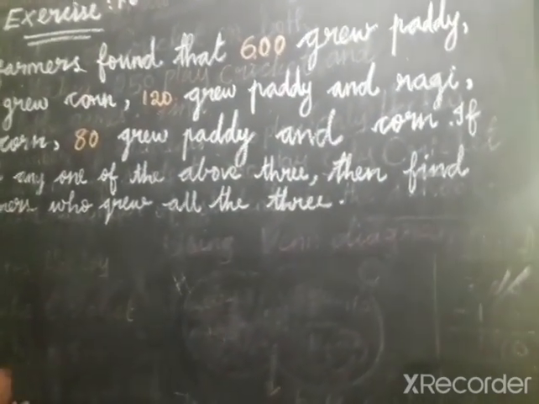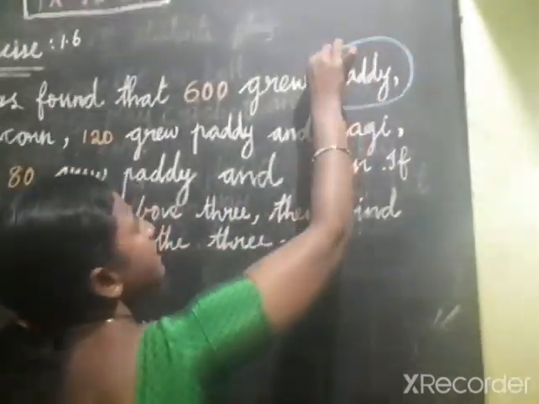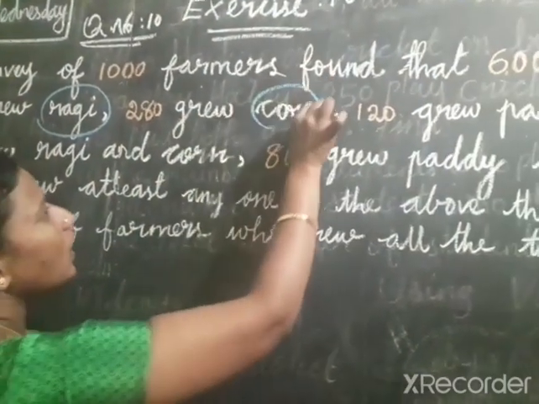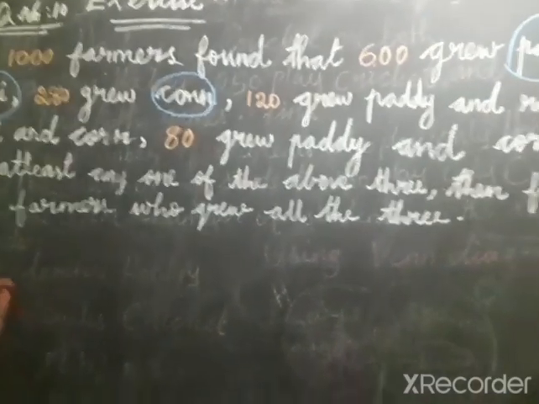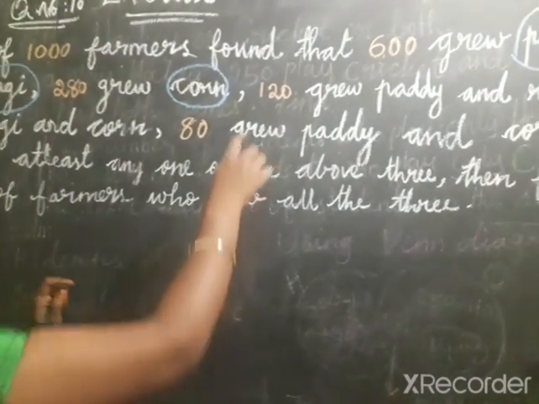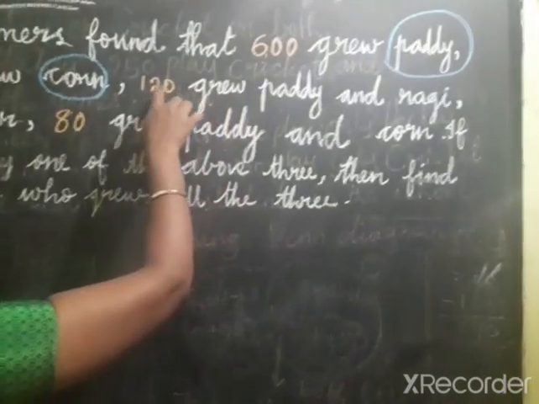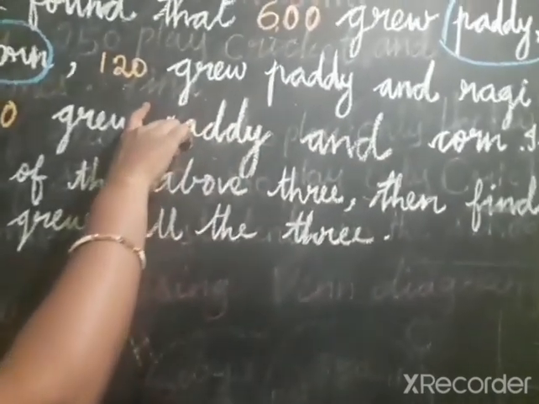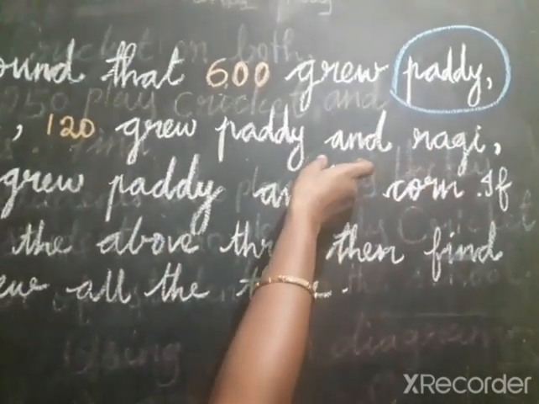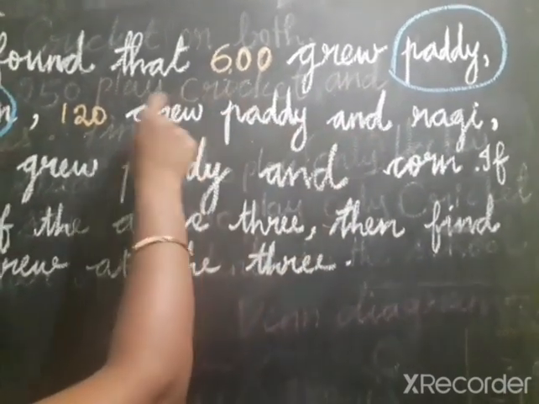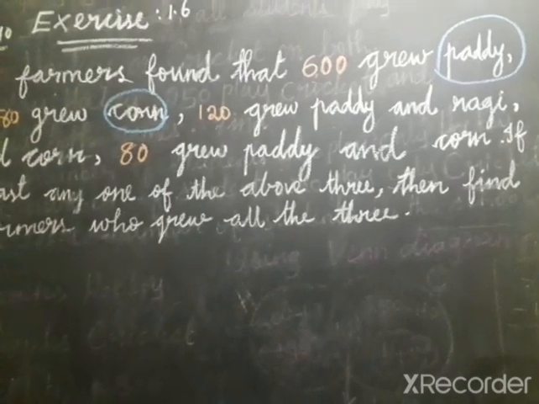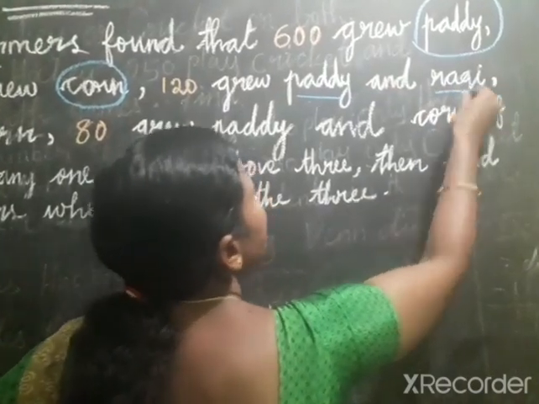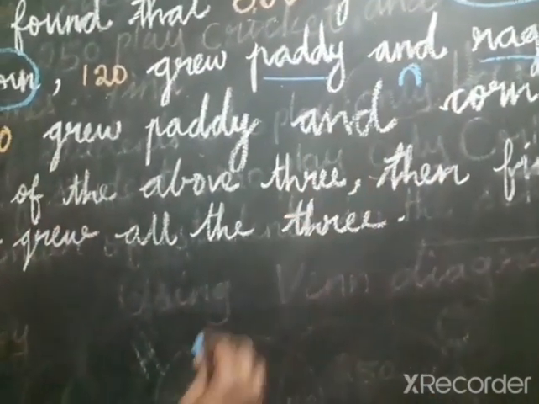So listen, children, what are the three sets? Paddy, ragi, and corn. Three plants grown by the farmers. 120 farmers grew paddy and ragi. If you read the question, you can understand that paddy and ragi means common to both. So we can use the set operation intersection, as you know very well.